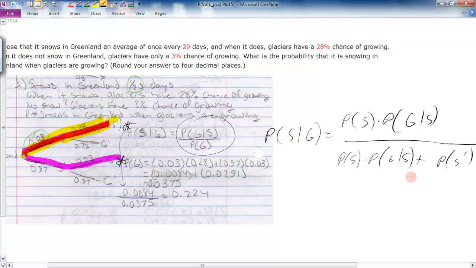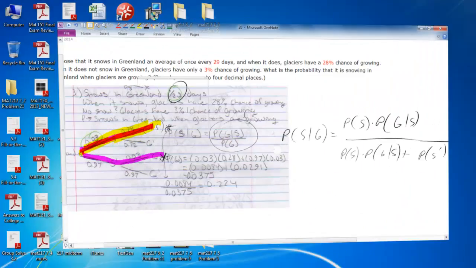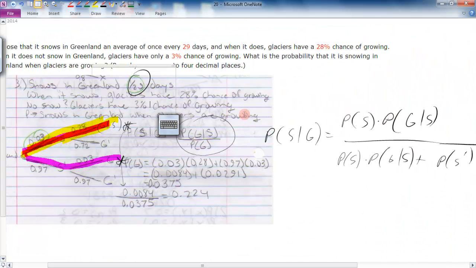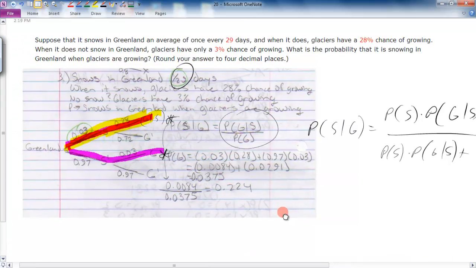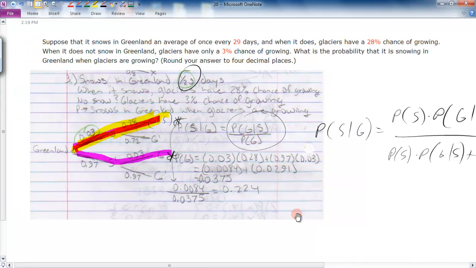So there's our formula. Now, issue number two. This number here, this 0.03, that's coming from 1 in 29 days. You cannot round there. If you round this number to 0.3, you get everything wrong because your rounding is just way off by the end. Your accuracy just gets destroyed.